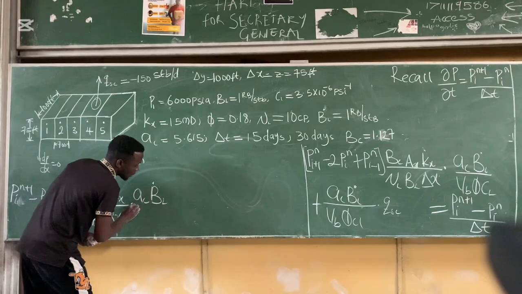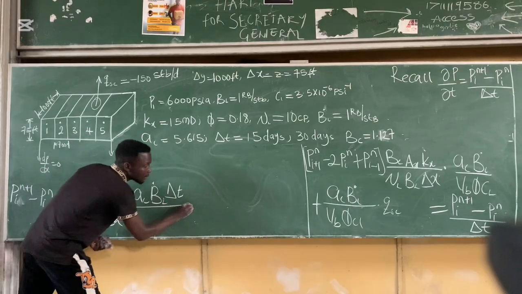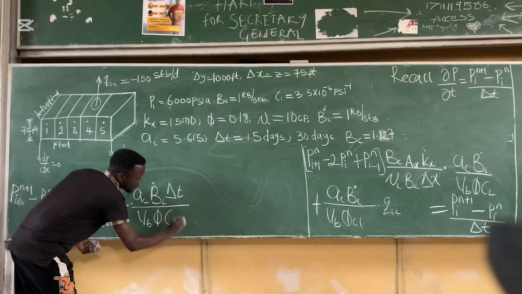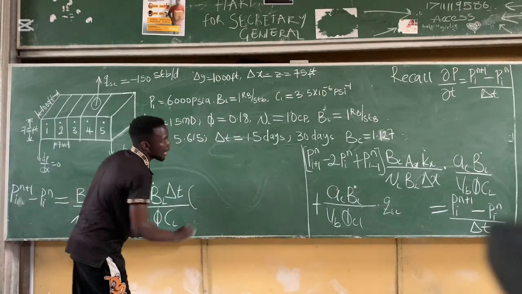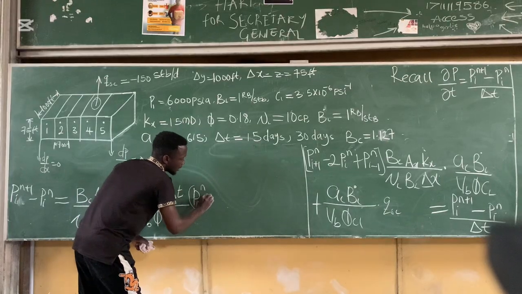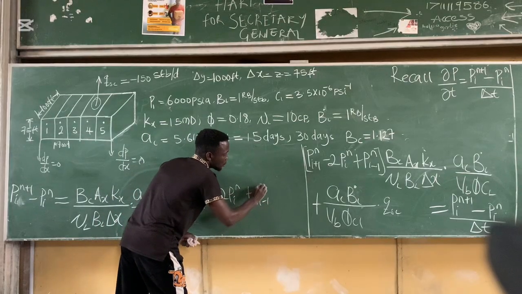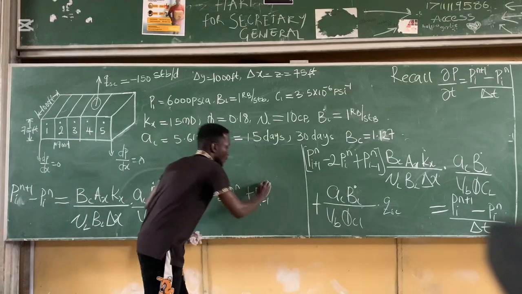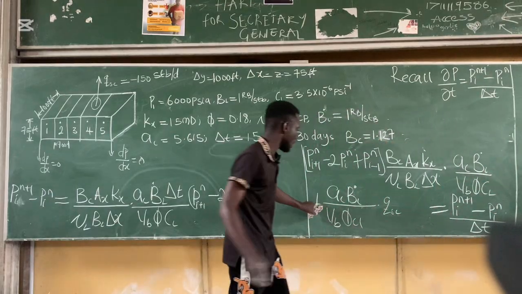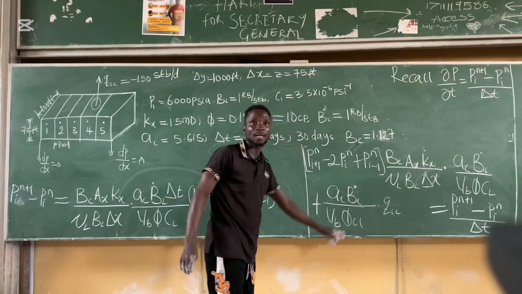A_c B_L dot. Then we said that delta t is multiplying. So we add delta t here, delta t divided by V_b phi c_L. Then multiplying by this one, here becomes P_(i+1)^n minus 2P_i^n plus P_(i-1)^n. So this one now is just for this. The next step now is to add plus A_c B_L dot over V_b phi c_L.